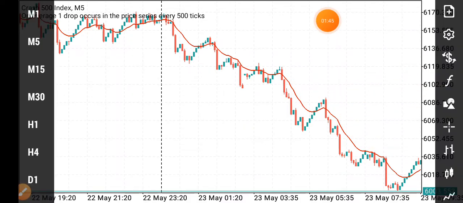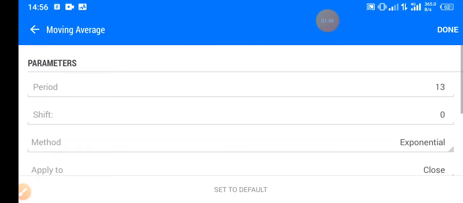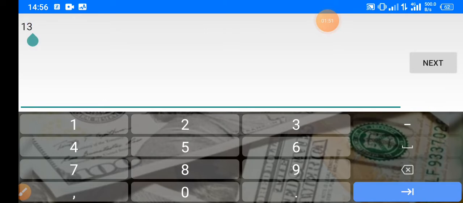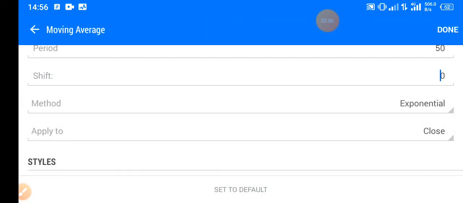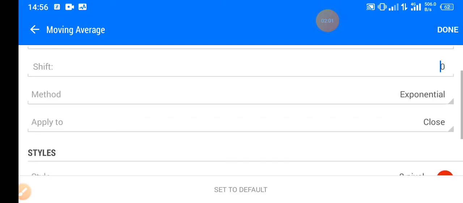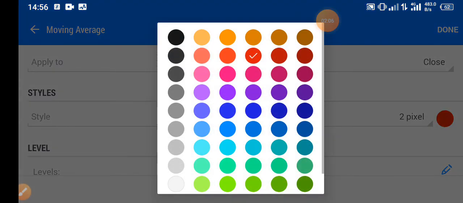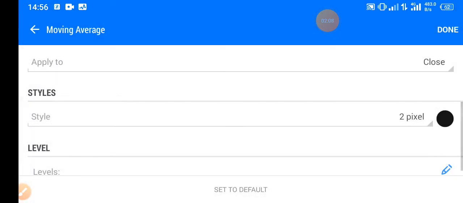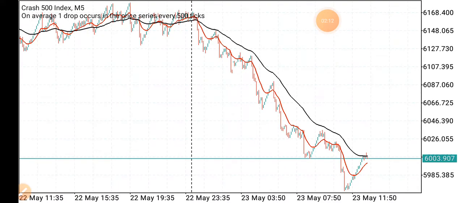Then the next moving average you are going to be adding is moving average period 50. Don't forget to watch this video to the end so that you know how to use this strategy and the rules that are needed. Exponential, close, color I'm going to be choosing black, and again you can choose any color of your choice. Those are 2 EMAs.